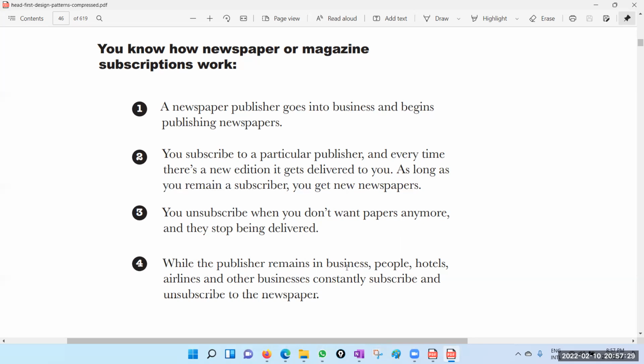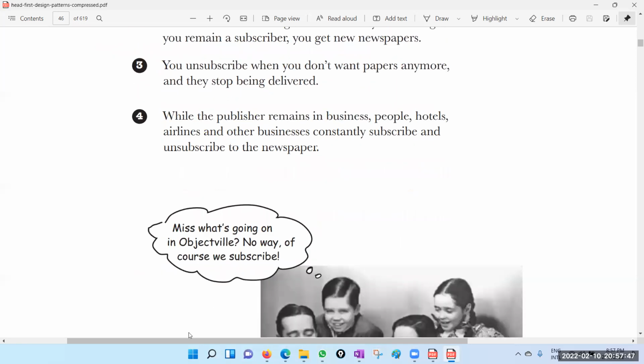While the publisher remains in business, people, hotels, airlines, and other businesses constantly subscribe and unsubscribe to the newspaper. So if you subscribe, you will get the publishing, or if you unsubscribe, all of a sudden you are not going to get the future publications. Okay.